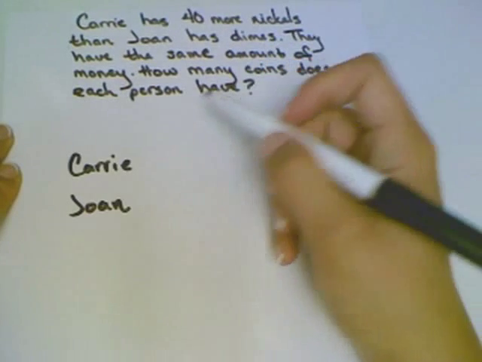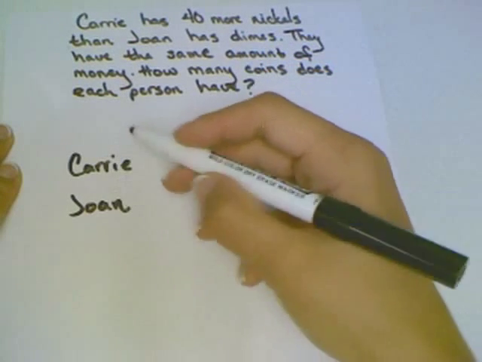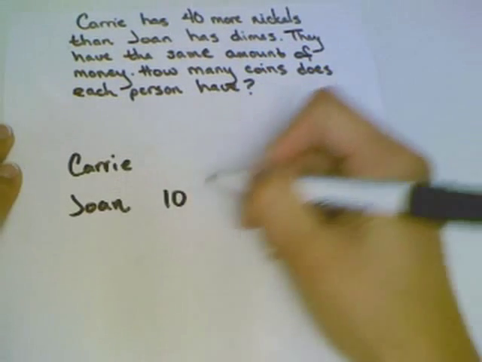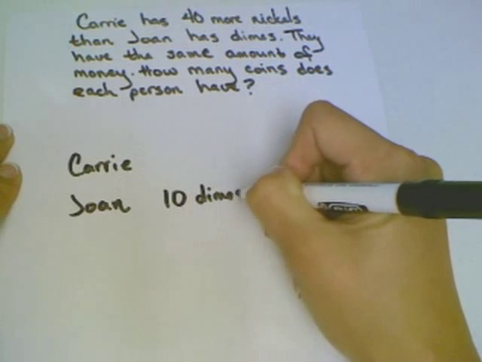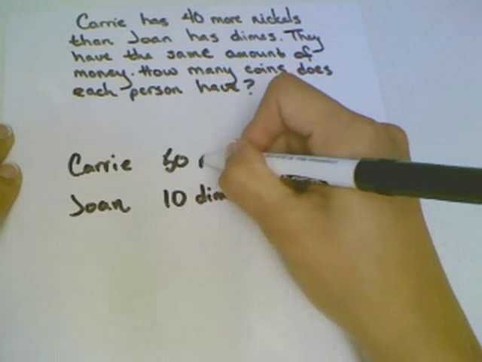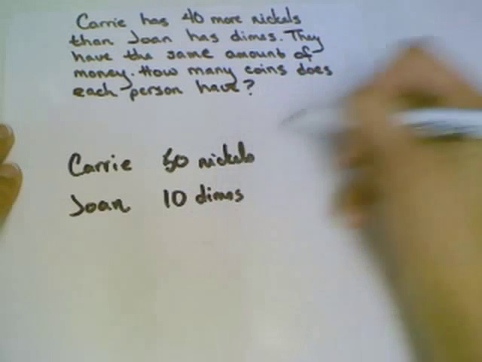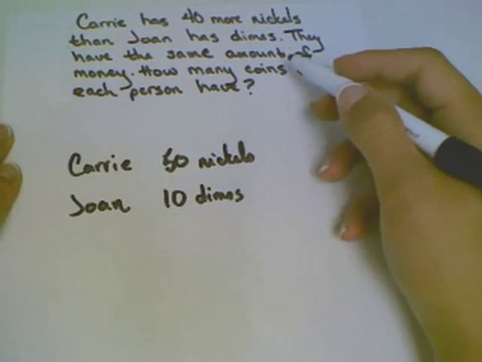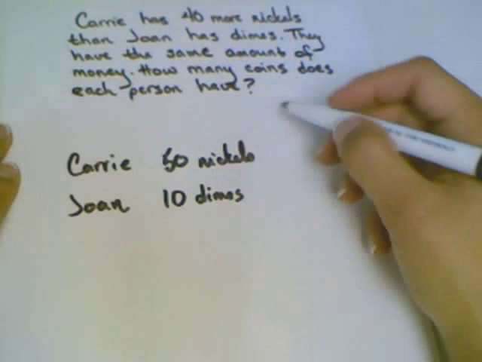I can try to guess and check. Like I know that Carrie has 40 more than what Joan has, so let's say Joan has 10 dimes. Well, that would mean that Carrie would have 50 nickels. But the other part of this problem is that they have to have the same amount of money.